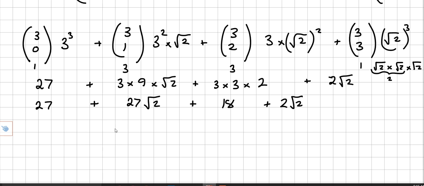So now we just collect it. 27 add 18 is 45 plus 29 root 2. So that's how I can do one with a surd.